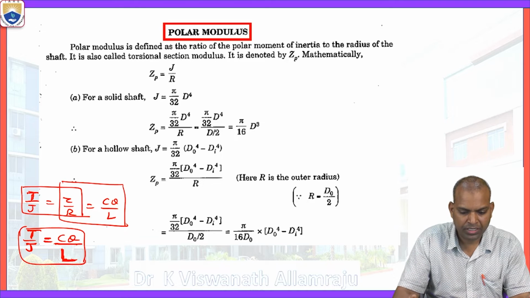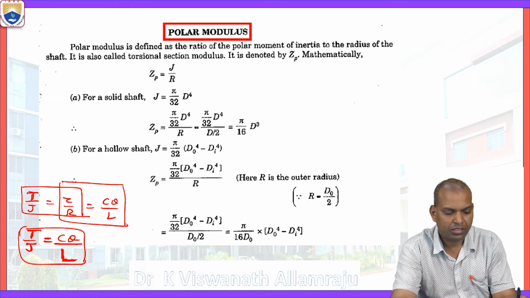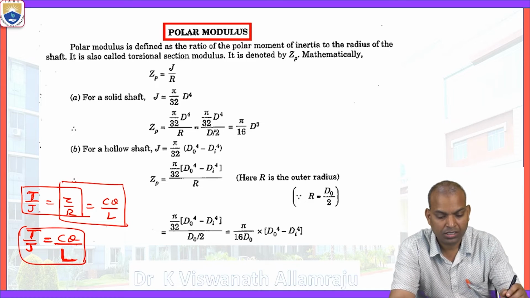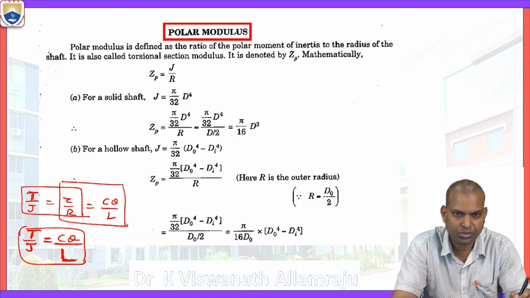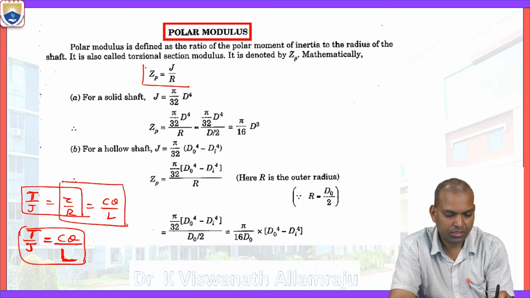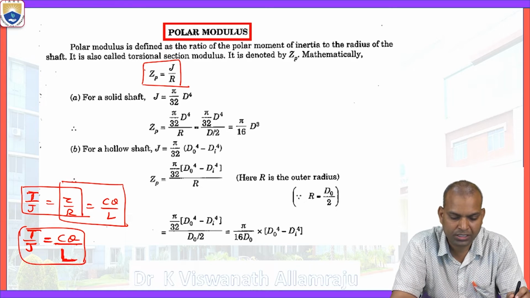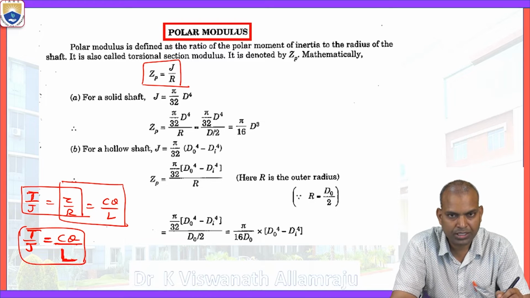So what is the polar modulus? The polar modulus is defined as the ratio of polar moment of inertia to the maximum radius of the shaft. That is denoted as torsional polar modulus, that is section modulus, polar modulus or torsion section modulus. It is denoted by Zp. So mathematically Zp equal to J by R. So what is the unit for this J by R? The polar section modulus unit is cubic millimeter.